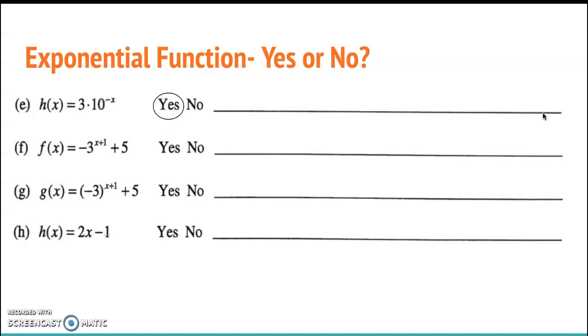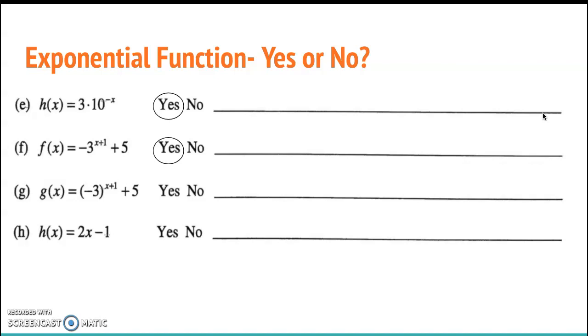In part F, if we compare part F with part G, you want to be careful. There is a difference because one has parentheses around the negative 3 and the other does not. So in part F, what's really happening is the positive 3 is being raised to the x plus 1 power and being multiplied by a negative. So the base is 3, which is positive. It's a constant, and it's not 1, so it is an exponential function. So I would highlight that and be careful. That's the point of the parentheses in mathematics.